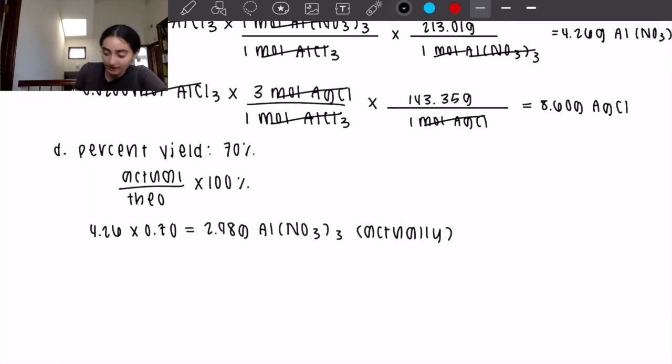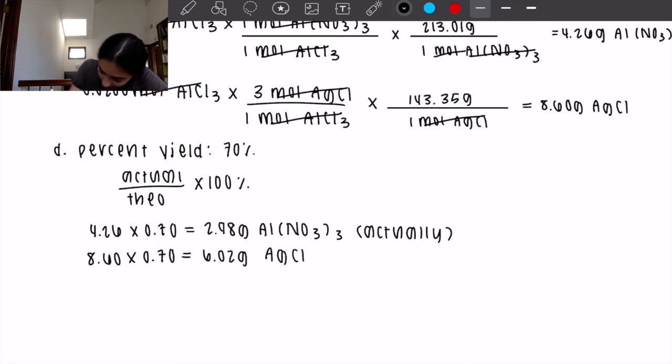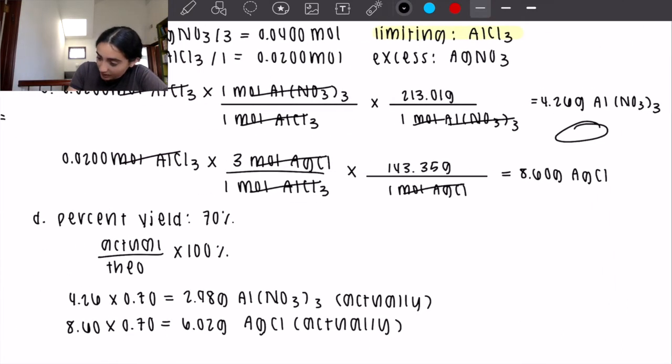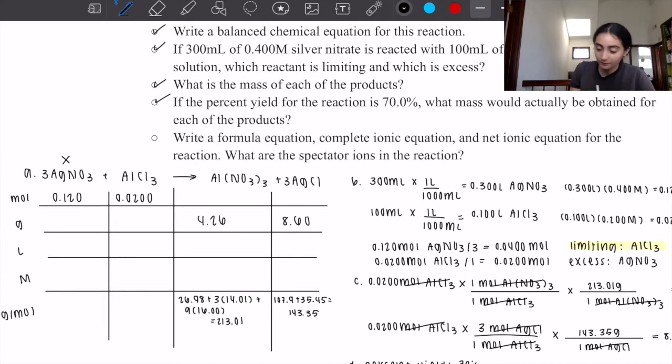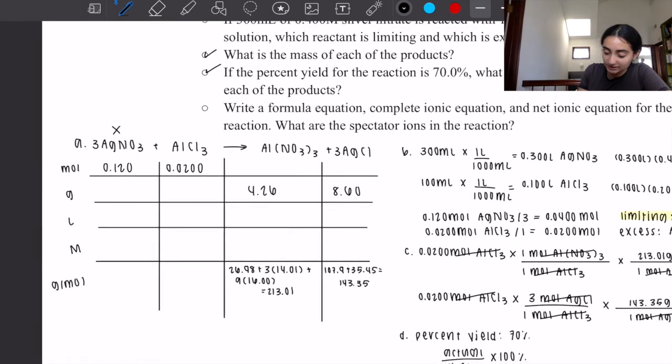And then let's do AgCl. So we have 8.60 times 0.70. That is going to be 6.02 grams of AgCl actually produced. So these masses over here are theoretical. Now we have to write a formula equation, complete ionic equation, and net ionic equation, and determine the spectator ions.